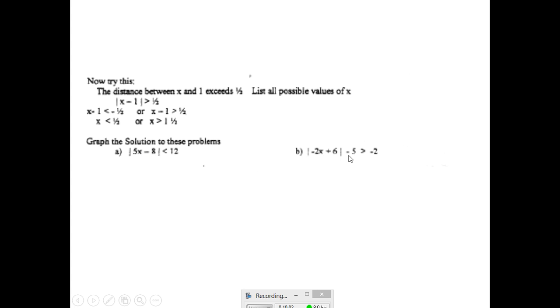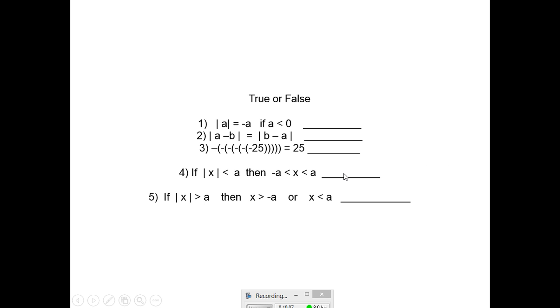Some more problems here. Problem B would imply that we add 3 to both sides before breaking it up into two groups. Some expressions to consider, true or false, okay? And you've got to read this one. This is kind of tricky, but not if you read it right.